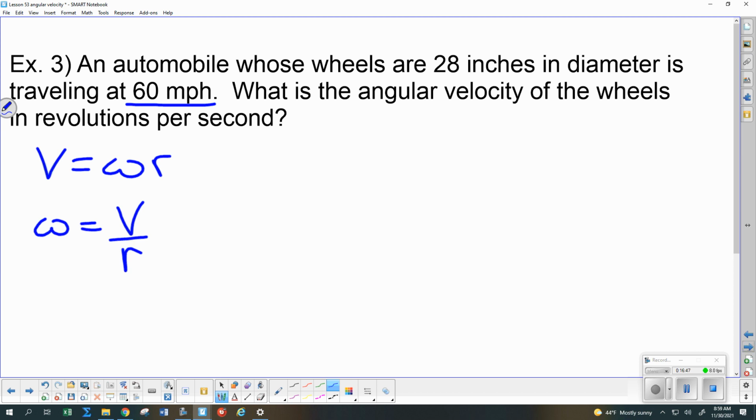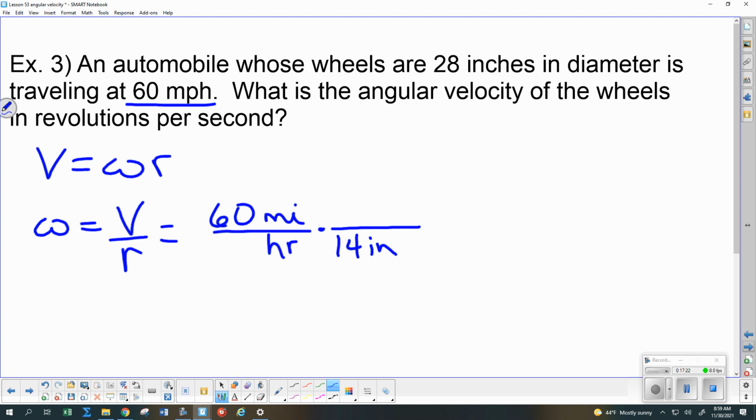Then let's plug in the 60 miles per hour. We don't want to write that as mph. We want to clearly write it miles in the numerator, hours in the denominator. And then we need the radius in the denominator. So is the radius 28? Kane, what's the radius? 14. Got to read it carefully. And then we'll put the 14 inches in here.